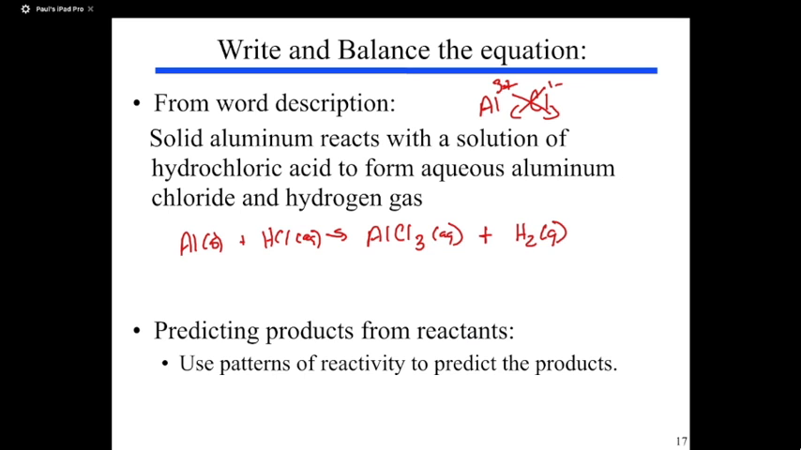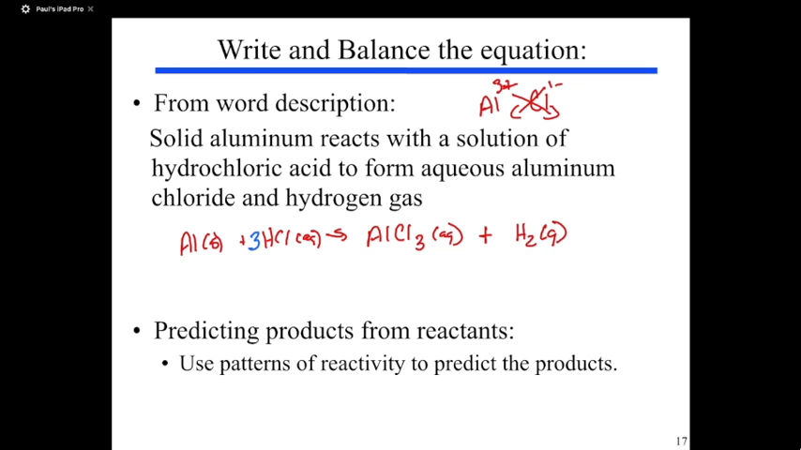Where do you want to start? Aluminum, 1 and 1. Good. Start with chlorine. Which one has the most, the reactants or the products? Chlorine, I have 3 here. Chlorine, I have 1 there. Can I make this 3? Yes, by putting a 3. That's great.